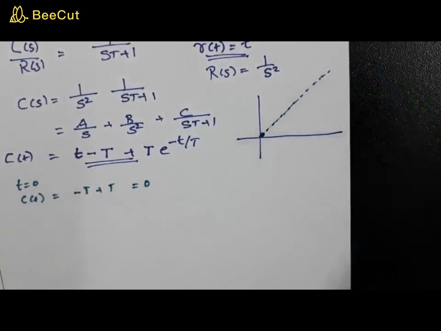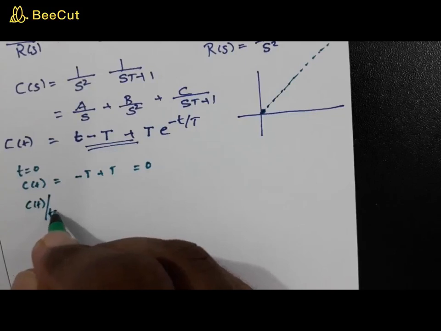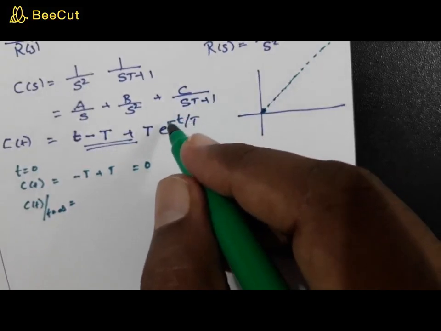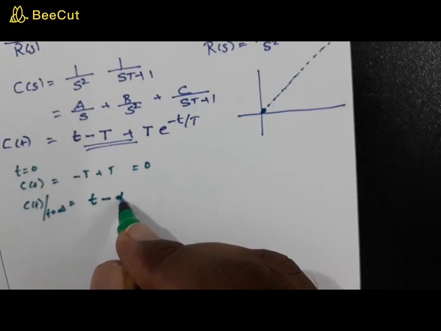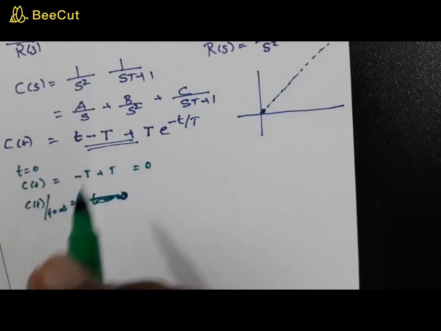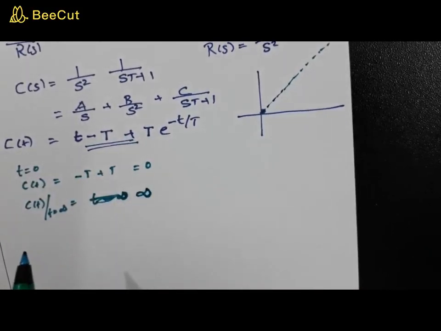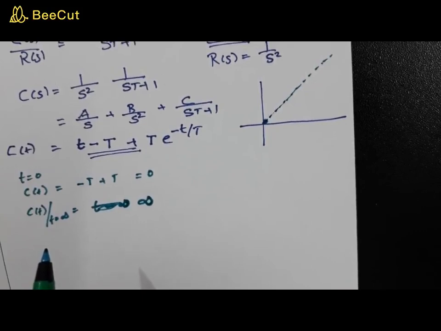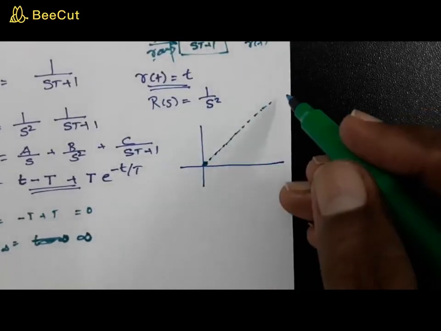Now what happens at t equal to infinity? Putting t equal to infinity, the exponential e raised to minus infinity becomes 0. So you get infinity minus T, which is infinity. What does this suggest? At t equal to infinity you get a graph like this. Obviously, the ramp has to go to infinity.